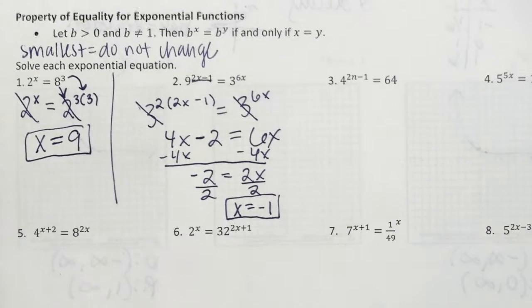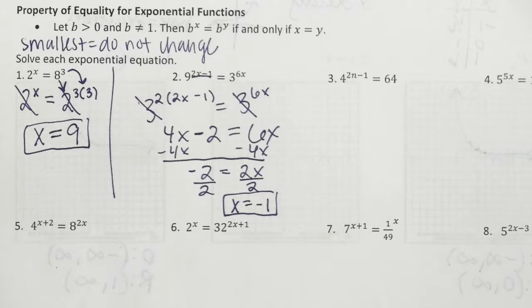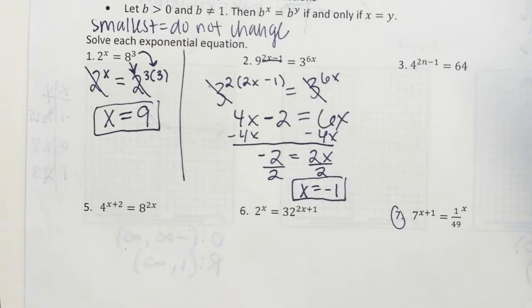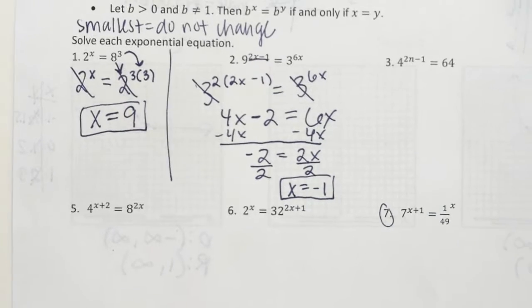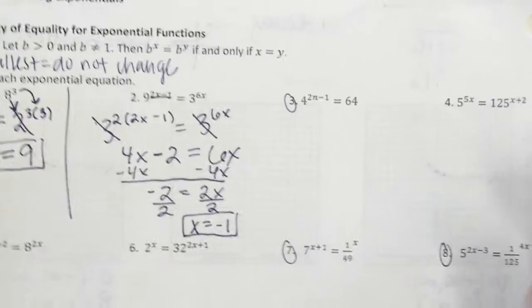Alright, let's do like 3 more together. Y'all want to pick which 3? 7, 8, and what else? 3. Okay. 3, 7, and 8.